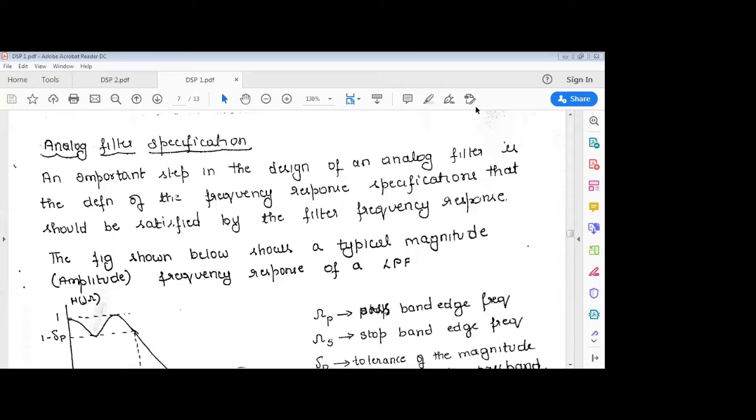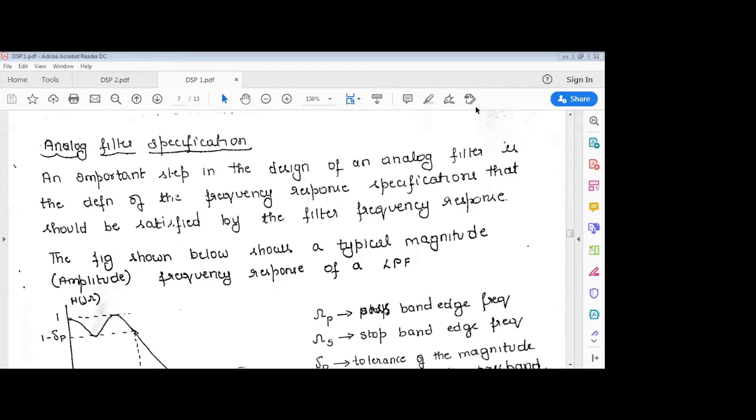So before designing a digital IIR filter, first we have to understand the analog filter itself. And for analog filters, in the VTU syllabus, that is in our electrical department 6th semester, we have two different filters: the Chebyshev filters and the Butterworth filters.